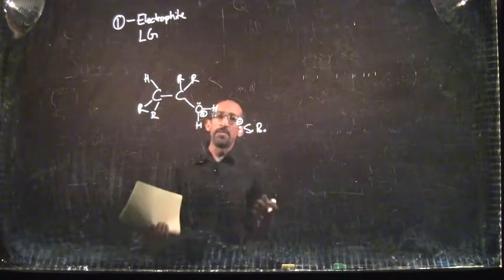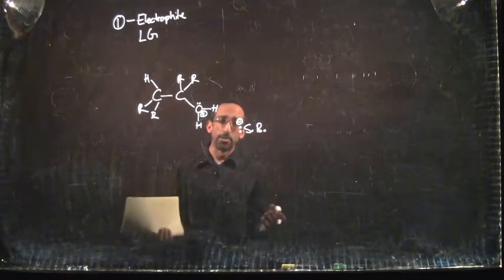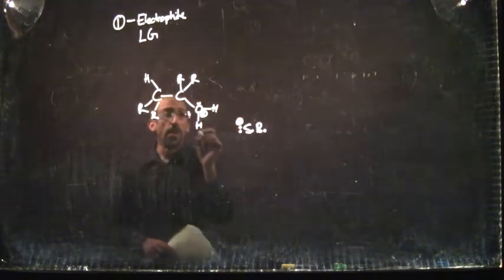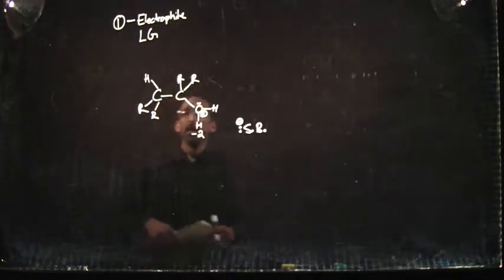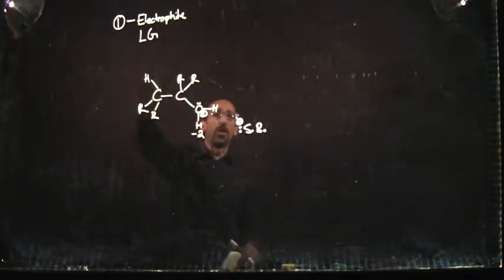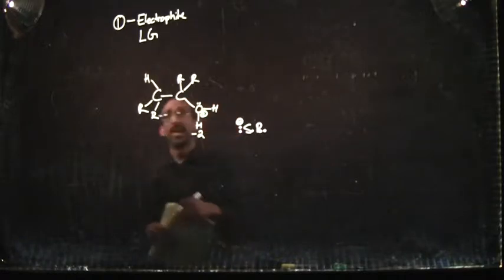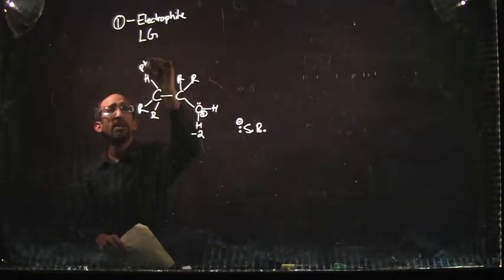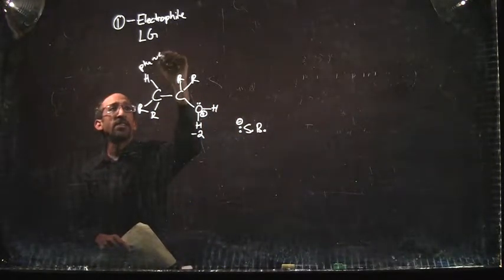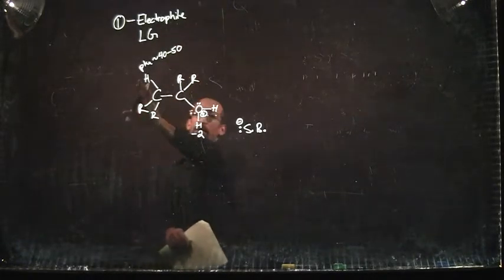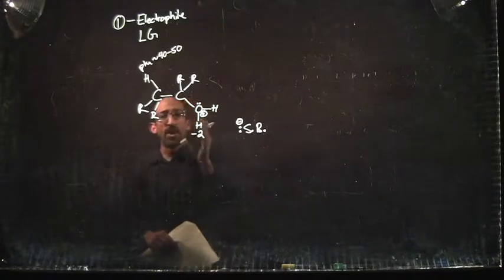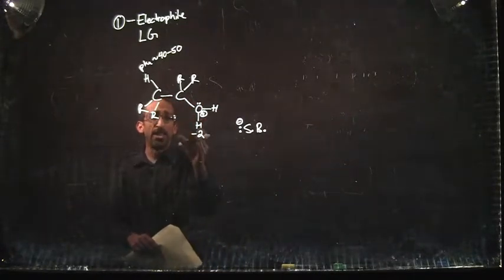I need to compare the pKa's of all the acidic protons. So our proton here on our oxonium has a pKa of -2. The beta hydrogen that we want to remove for our elimination has a pKa of approximately 40 to 50. So it's very weakly acidic, whereas the proton on our oxonium is strongly acidic.